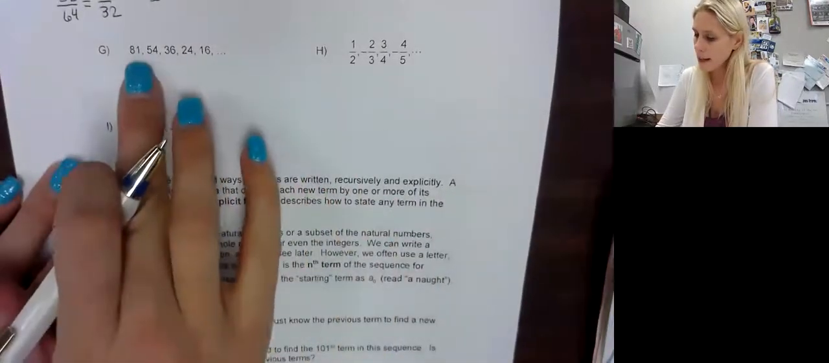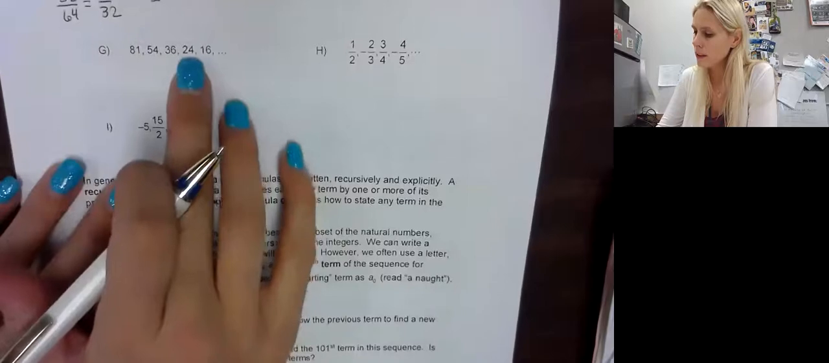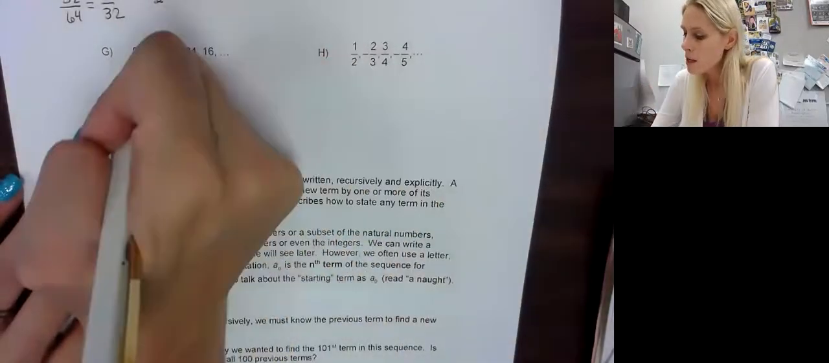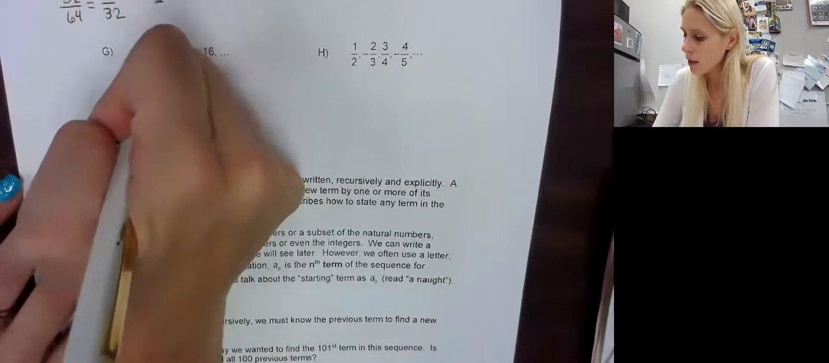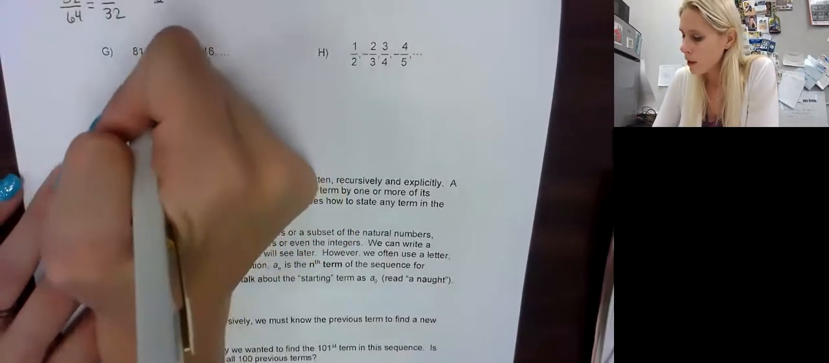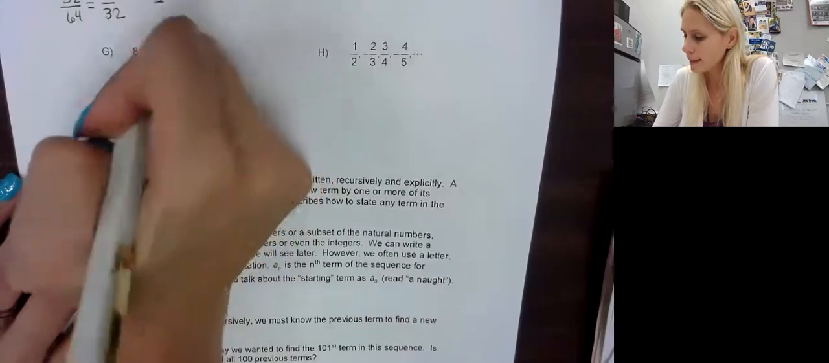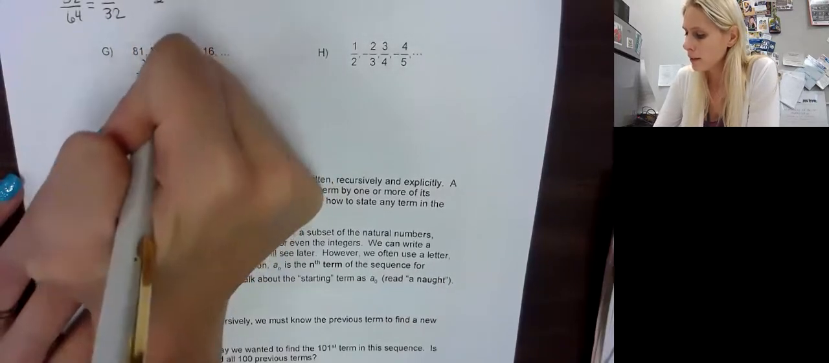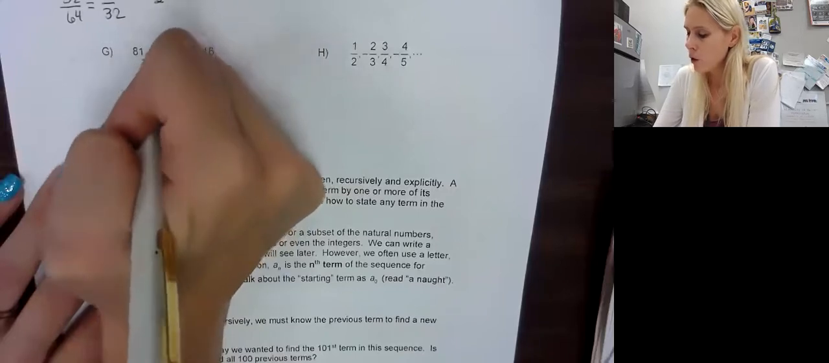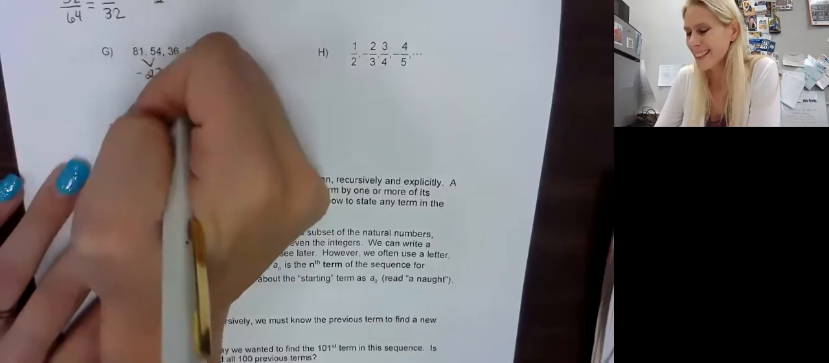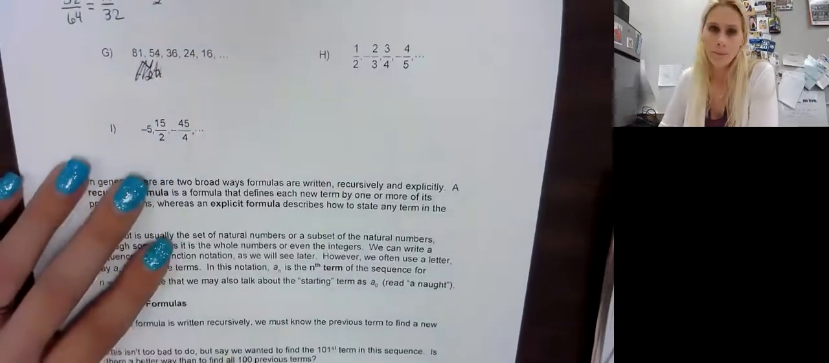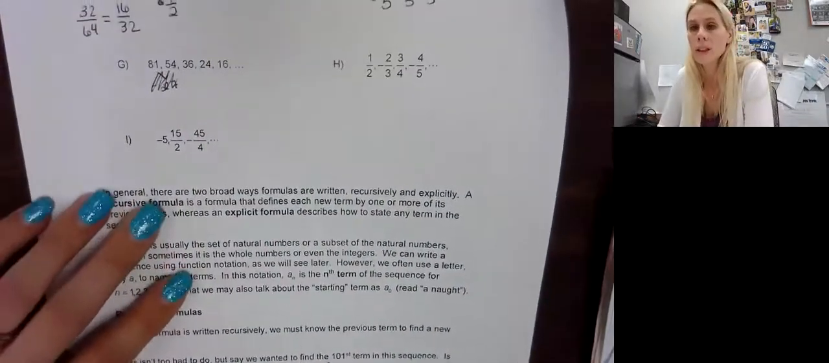All right, 81, 54, 36, 24, and 16. Well, let's try the adding and subtracting first. So 81 to 54 would be subtracting 27. Well, let's see. 54 minus 27, that doesn't give me 36. So it's definitely not subtraction. So we gotta try the multiplication step.